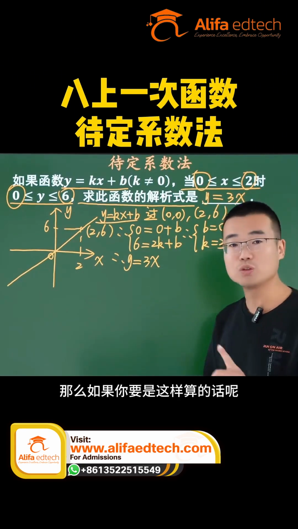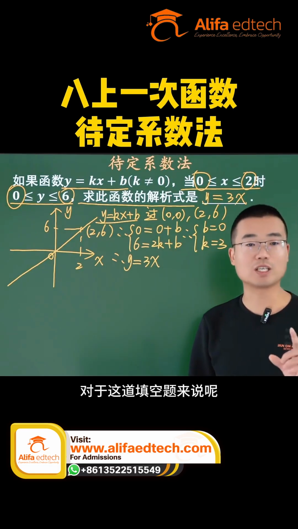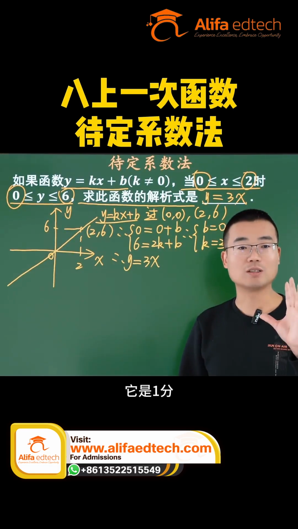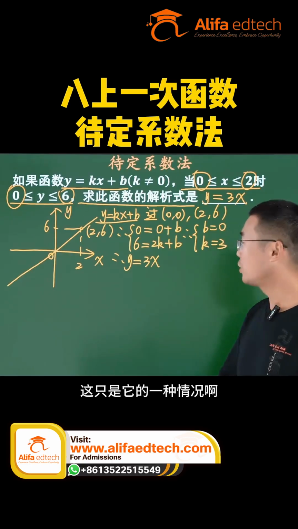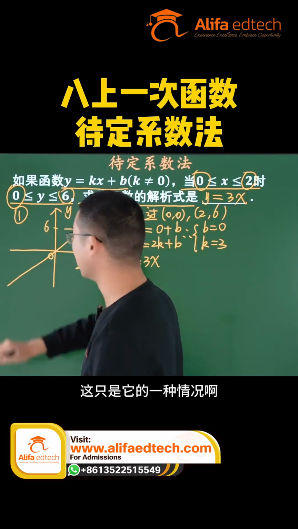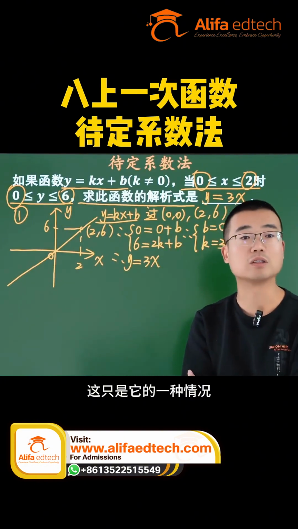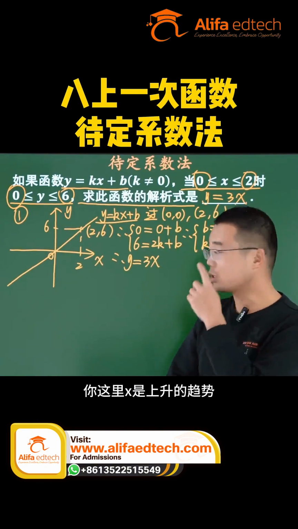But if you calculate it this way, for this fill-in-the-blank question, you'll get 0 points. Absolutely 0. Think about it. This is just one possibility. This is just one scenario. Think about it. Here, x has an upward trend, but could there be another case?